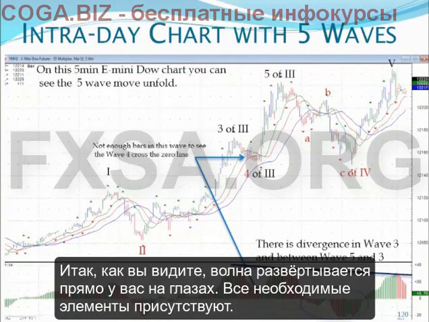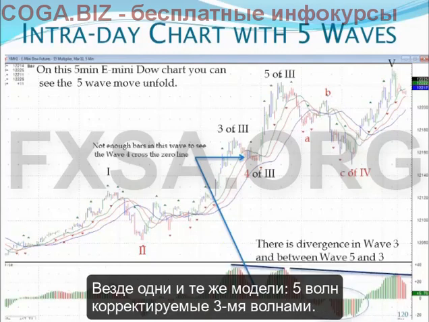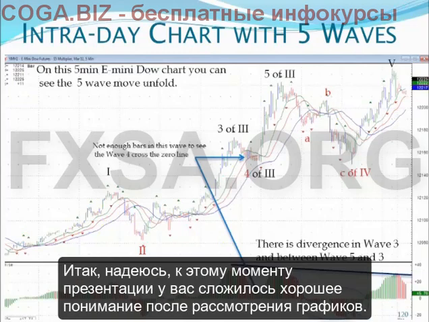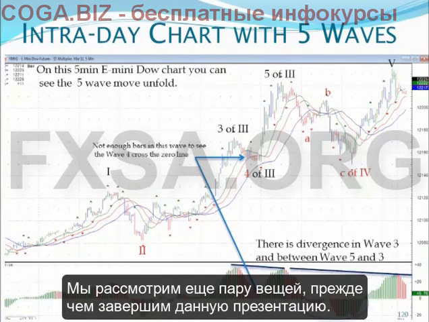So if we see here the wave unfold in front of your eyes, all of the components are here. Whether you're looking at a 5-minute, a 15, a 30, a 60, a daily, a weekly, a monthly chart, the Elliott wave is the same as it unfolds. It's the same patterns of 5 waves corrected by 3 waves. So hopefully at this point through this presentation you've got a good idea looking at charts. You're feeling more comfortable and you'll be able to put some of this into practice. We're going to go into a few more things before we end this presentation.